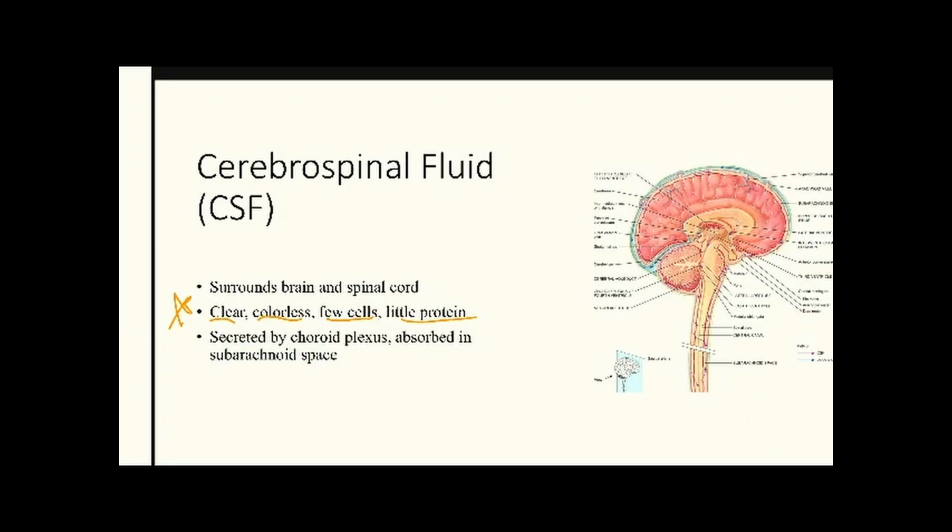No protein, there shouldn't be any protein there. There's no viruses. So when you have high protein, it means viruses. Few cells, if you start getting white blood cells, red blood cells, obviously there's an infection or there's bleeding going on. Colorless, if it starts getting a straw color, that's like pus that's in there, or white blood cells causing it to be different colors.